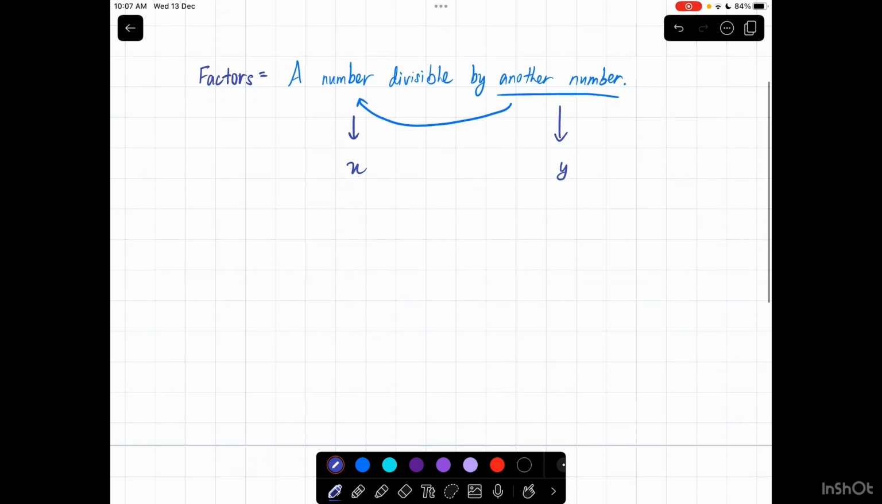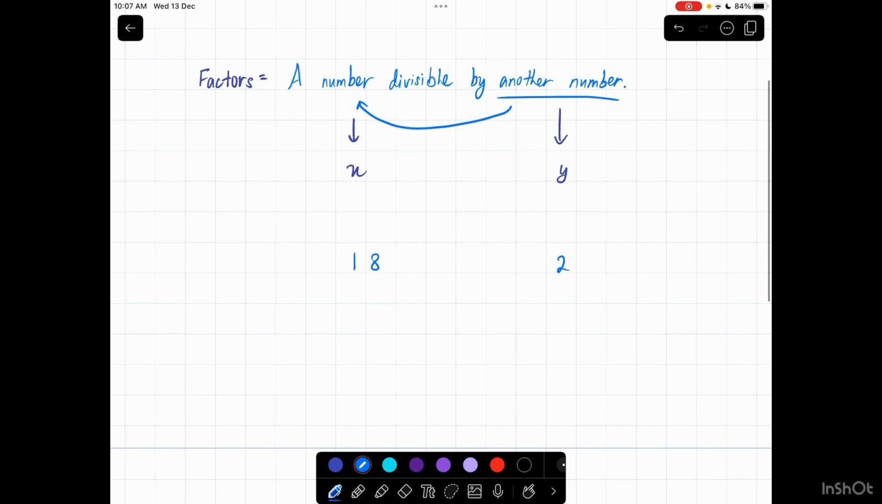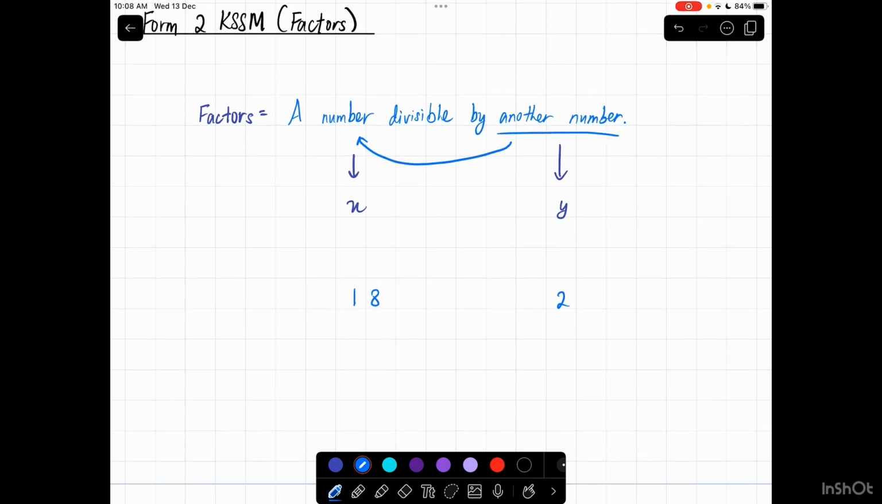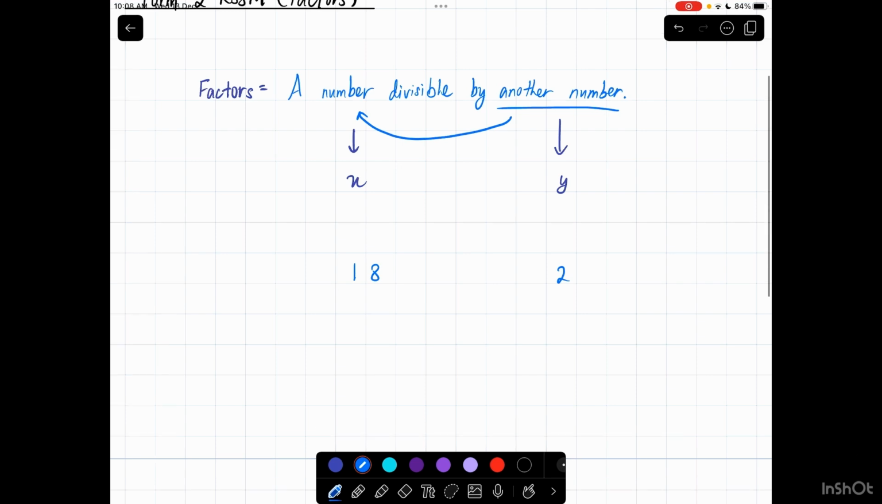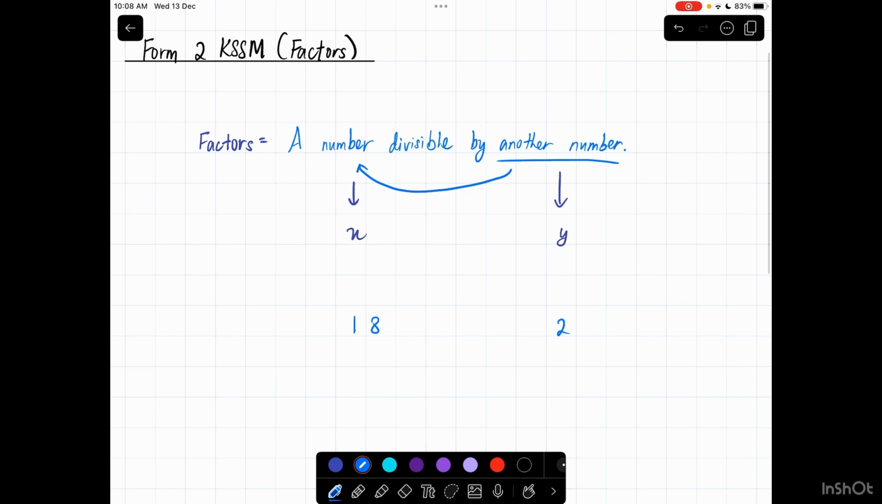To give you an example, let's take a number, for example, 18. In this circumstance, we assume it to be the number x. Then another number will be 2. So can we say that 18 is a factor of 2? No, it's the other way around. 2 is the factor of 18 because 18 is completely divisible by 2 without any remainders, and 18 appears in the multiplication 2 timetable. That's the basic understanding of factors.